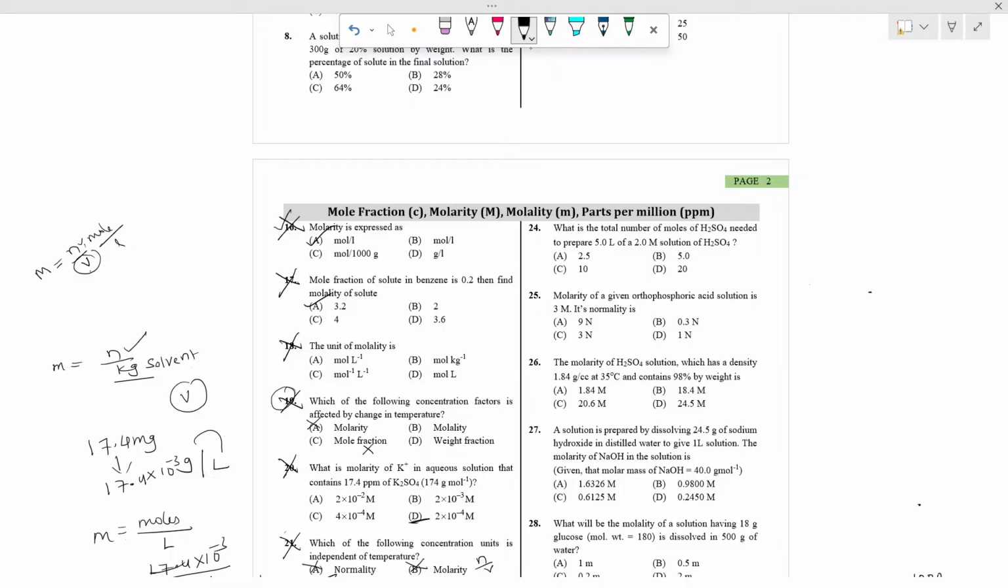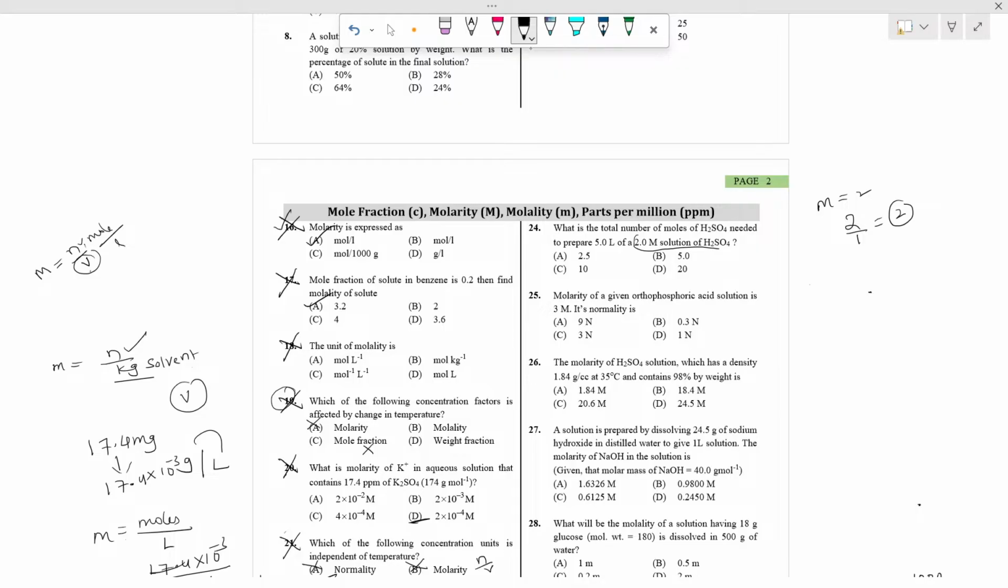What is the total number of moles of H2SO4 needed to prepare 5 liters of 2 molar solution of H2SO4? Again here, which formula we have to use? Here no need to use the dilution formula. You can go like this. What is 2 molar? When will the molarity be 2? When 2 moles are present in 1 liter, then the molarity will be 2. Am I right? Yes. Now they are asking for 5 liters.